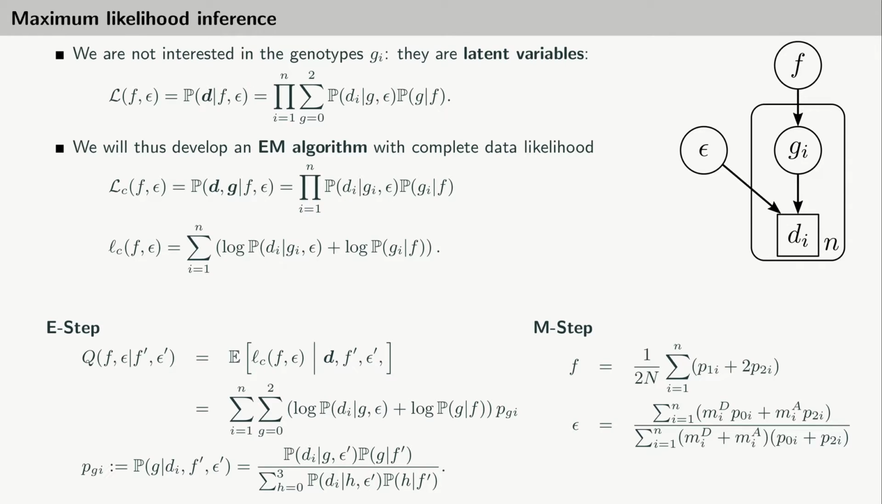In the M step of the EM algorithm, the goal is then to find values for f and ε that maximize the Q function. We obtain solutions for f and ε by taking the derivative of the Q function with respect to these parameters and solving the system of equations for 0. The two functions that we obtain for this particular model are shown on the right. Note that both of them only depend on the observed data, M_ID and M_IA, as well as on the EM weights given by the equation on the left. Here, P_1i, for instance, indicates the EM weight for genotype 1 for individual i.